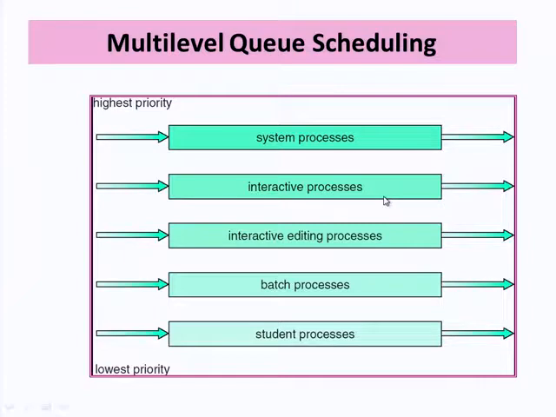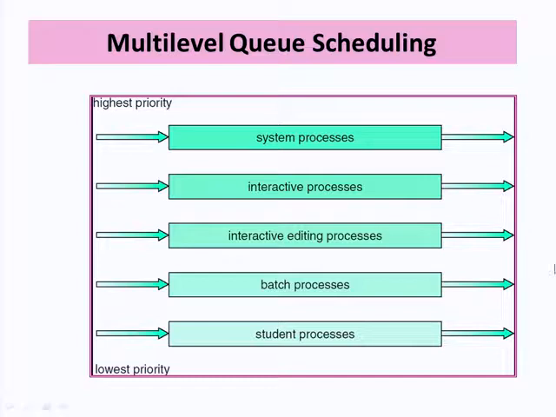So in this example, I have 5 different queues, and I decided to have system processes in the first queue, interactive processes in the second, interactive editing processes in the third, batch processes in the fourth, and lastly, student processes in the last queue, giving it the lowest priority. So in this case, I'm preferring system processes, because they are much more critical and they need to be executed first. Now the execution.